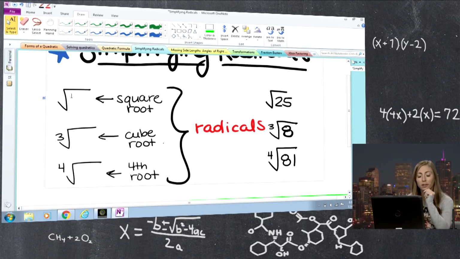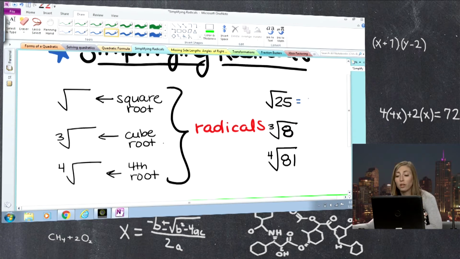The most common one and the first one you usually learn about is the square root. A square root is the opposite of a square. So when I'm finding the square root of something, I'm trying to find out what times itself, twice, equals that. For example, on the right here, I have the square root of 25. The answer is 5 because 5 squared equals 25.